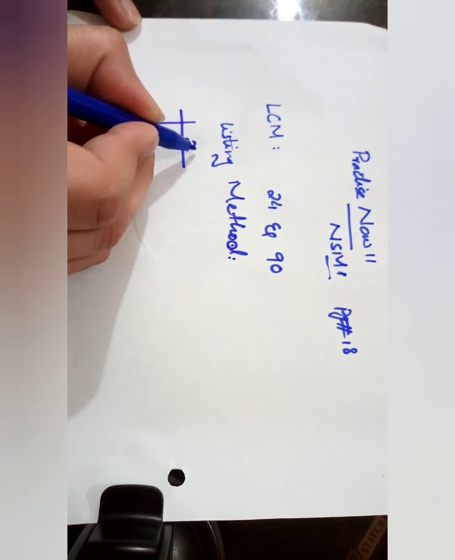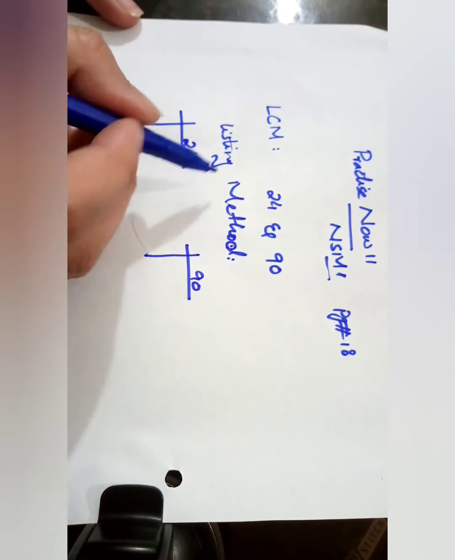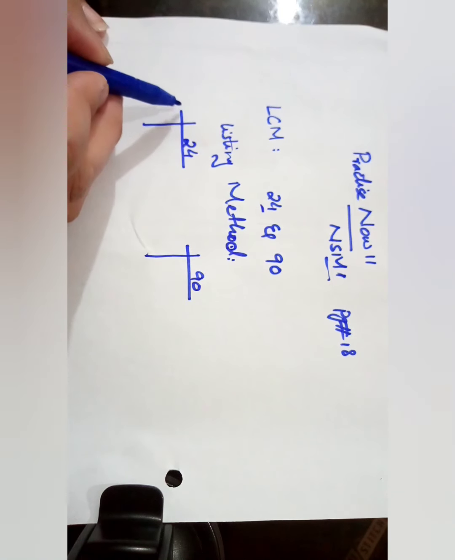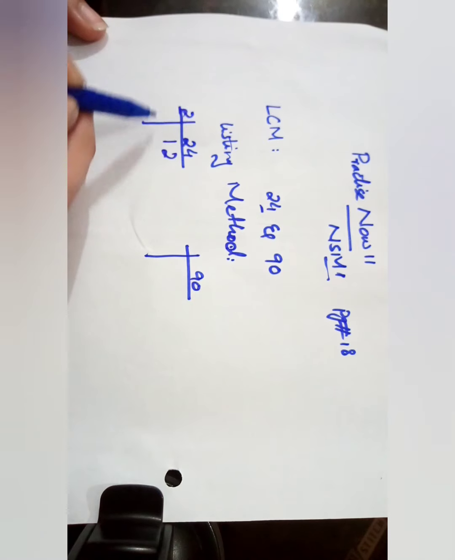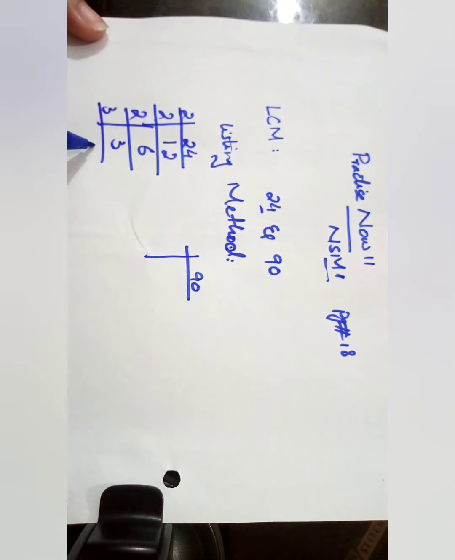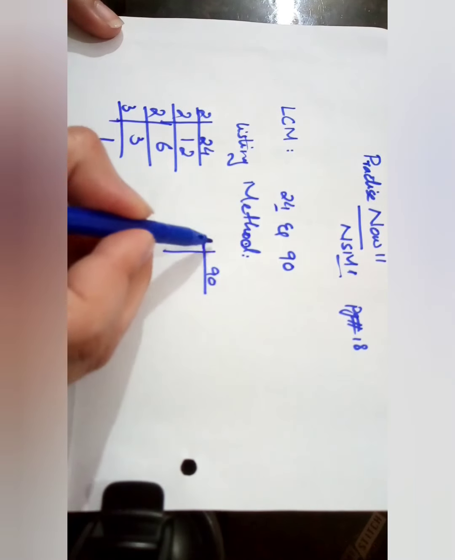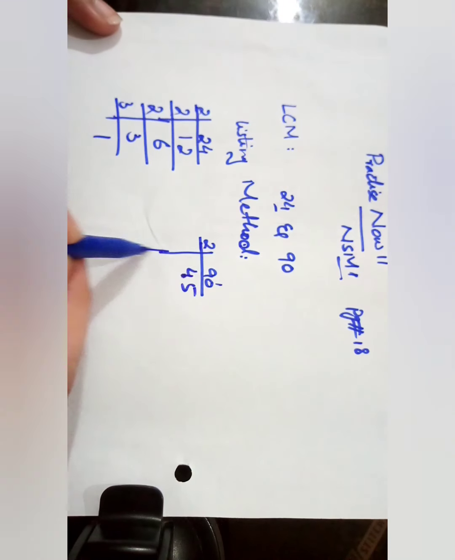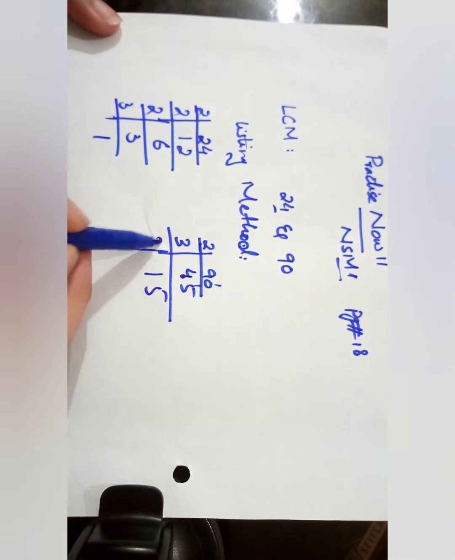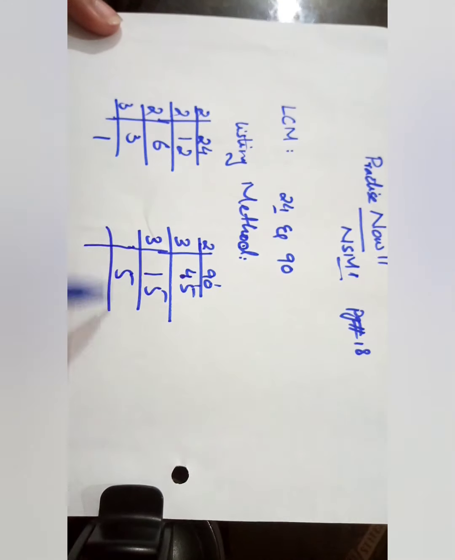For the listing method, we make the factors of 24 and 90. For 24, the last digit 4 is even, so we divide by the least possible even number, that is 2. 2 1s are 2, 2 2s are 4, 2 6s are 12, 2 3s are 6, and 3 1s are 3. Then 90: 2 4s are 8, 1 carry, 2 5s are 10, then 3 1s are 3, 3 5s are 15, 3 5s are 15, and 5 1s are 5.